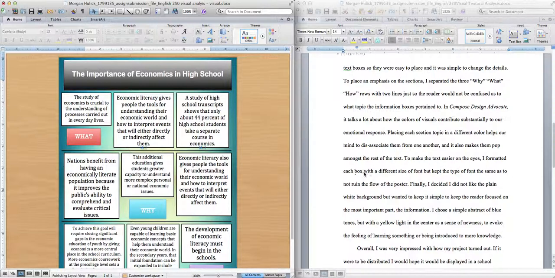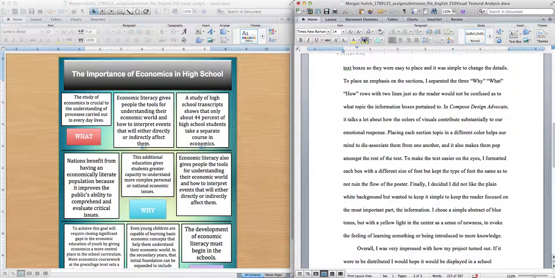Okay, so why is each box a different size? I guess that's kind of the question. What is the purpose of that? This is something to kind of think about. Why might you do that? Finally, I decided to keep the type of font the same as to not ruin the flow of the poster. Okay, it's okay to change font style though, because that kind of adds more visual dynamics to the poster.